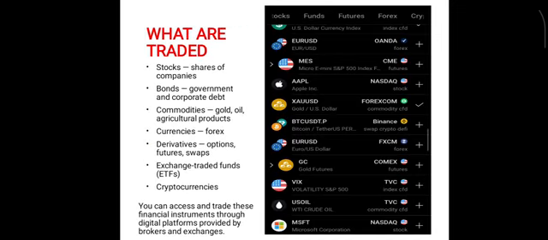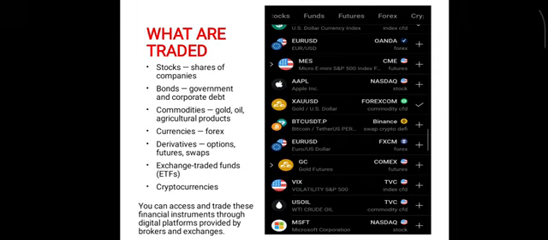Moving on, what are traded in the market? So we have varieties of financial instruments that are available for trading. Some of them are stocks. Stocks are what? Shares of companies. We have bonds, which are government and corporate debt. We have commodities like gold, oil, agricultural products like soybeans, wheat, and the likes. Currencies like the foreign exchange currency. We are trading the currency of Great Britain against the currency of Japan. We are trading the United States dollar against the currency of Japan, or Europe against USD, like that.